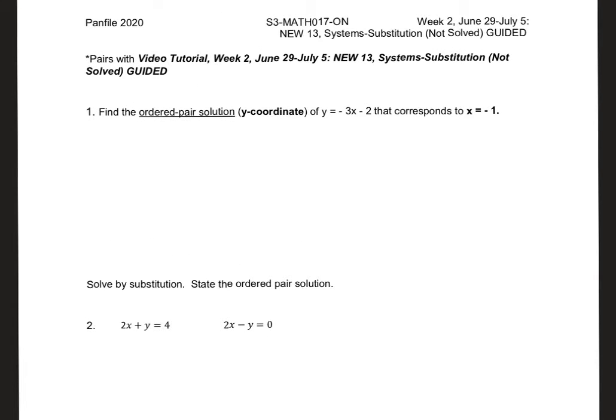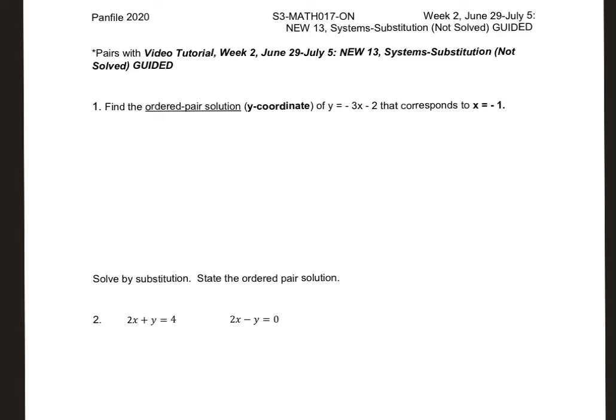Again, number 1, practicing just very basic substitution. We have y equals negative 3x minus 2. We have x equals negative 1 that we're substituting. So, knowing that, here is our equation, as simple as it sounds. Here's our equation that has been solved for a letter, right? X equals negative 1. Here is what we're taking out.